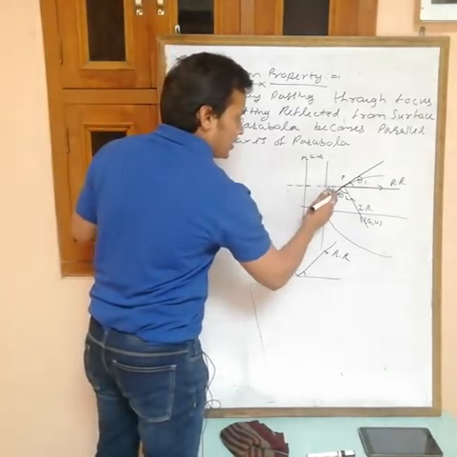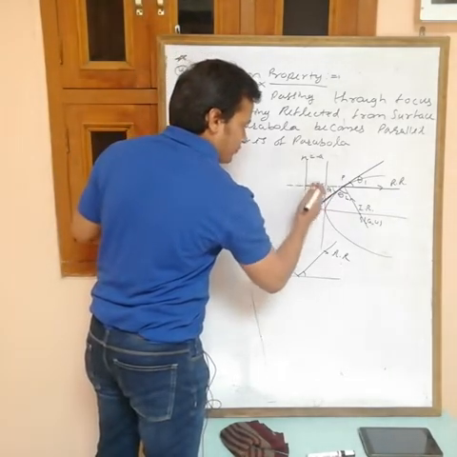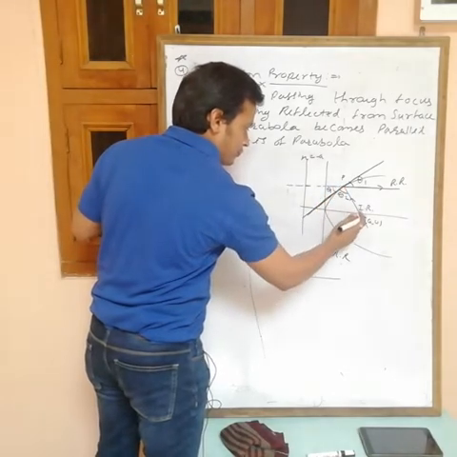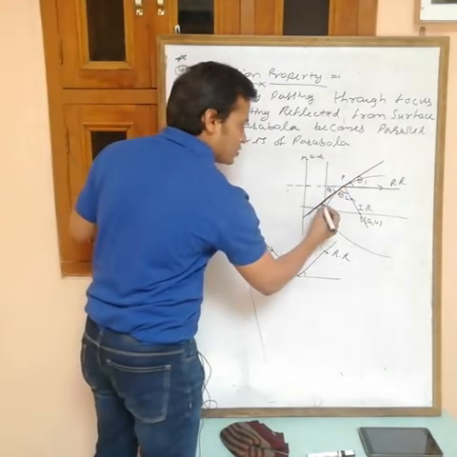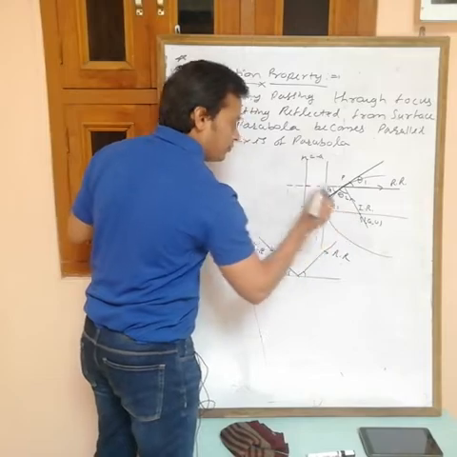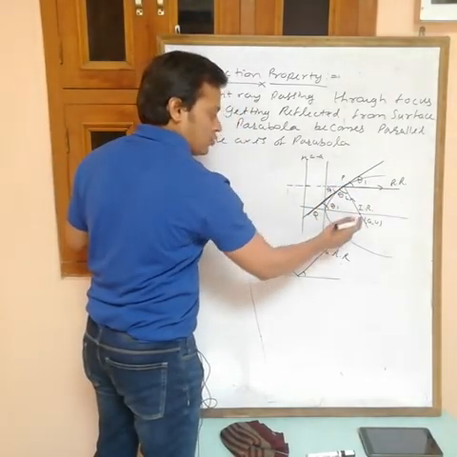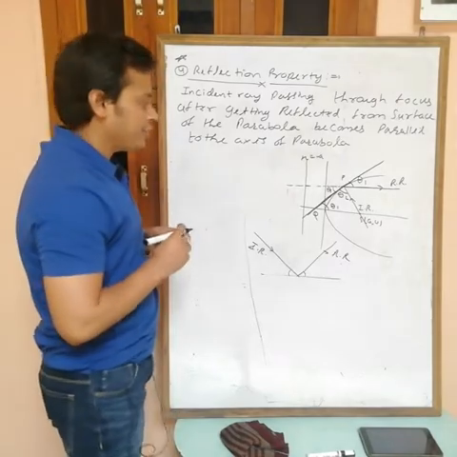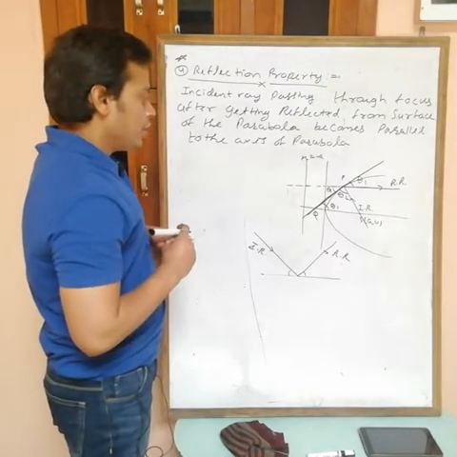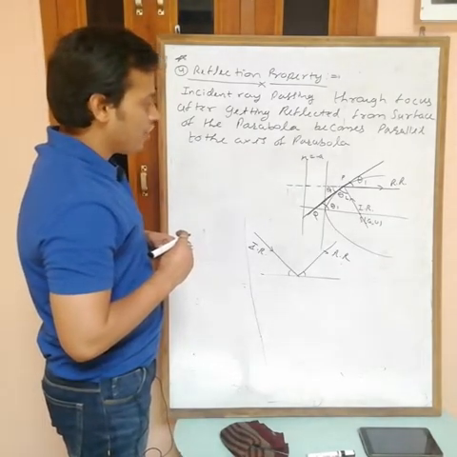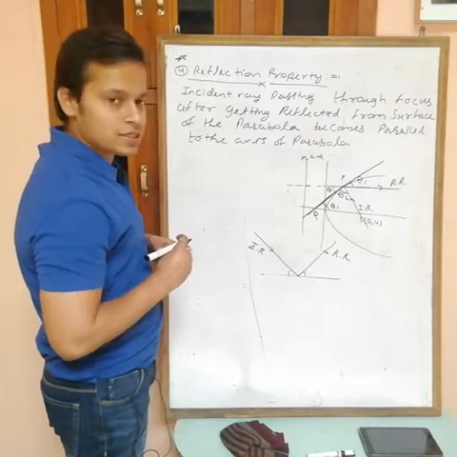Okay, this angle is theta 1, and again, by alternate angles, this is also theta 1. This is P, suppose this is Q and this is S. Now, can you find the distance PS?